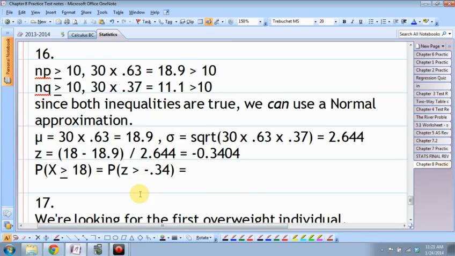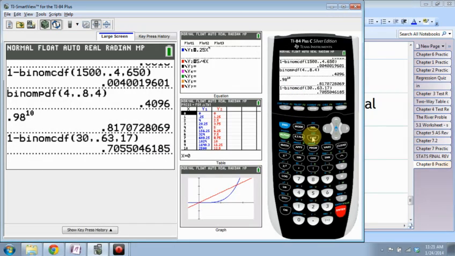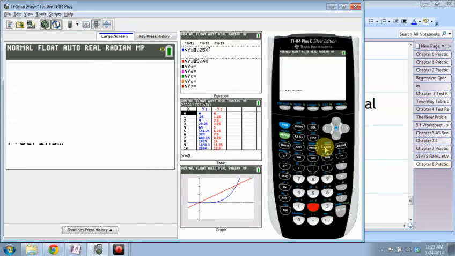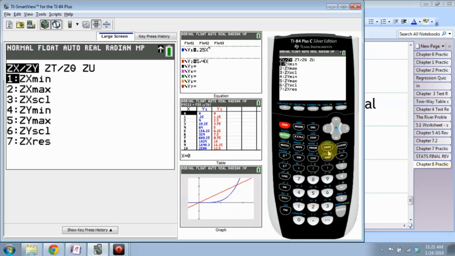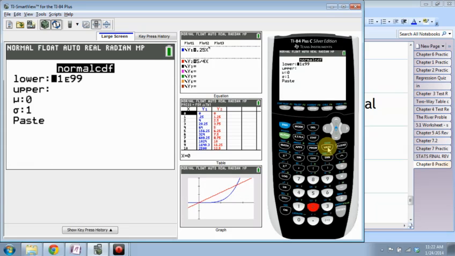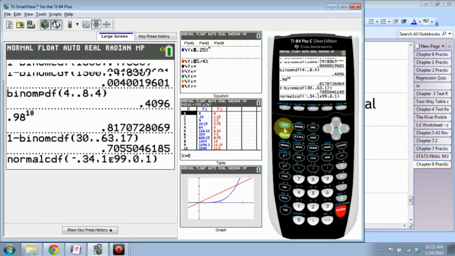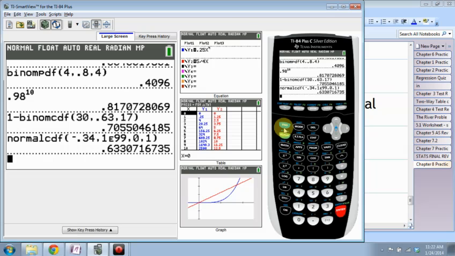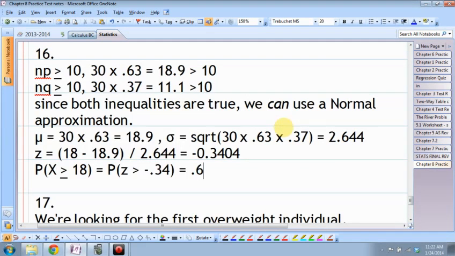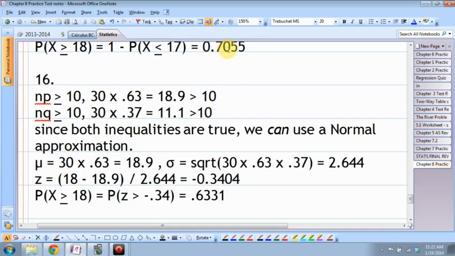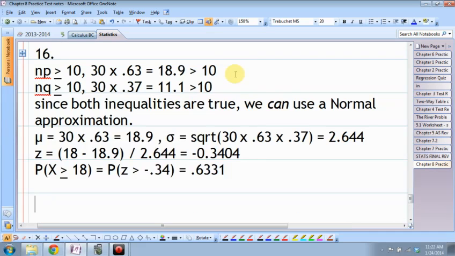And then now that's norm CDF. Norm CDF negative 0.34 to 1E99, 0 and 1. So that's 0.6331. Really close. Pretty close. Not really close, but pretty close.